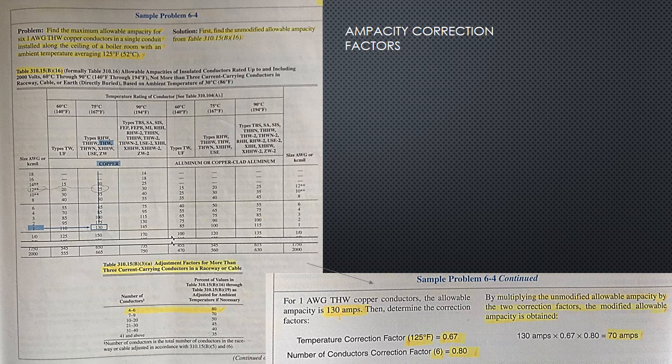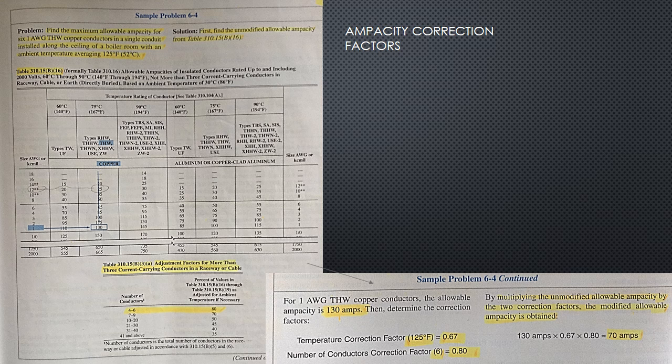For the solution, first find the unmodified allowable ampacity from table 310.15(B)(16), as you can see on the left side of the screen. The units are highlighted. The allowable ampacity in this case is 130 amps. And as you can see on the bottom right, the problem is continued. For 1 AWG THW copper conductor, the allowable ampacity is 130 amps.